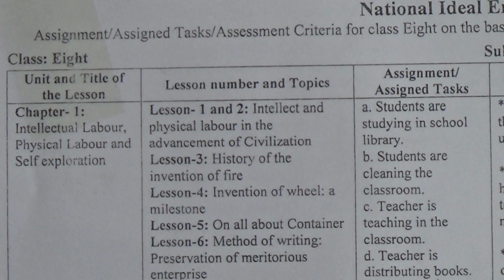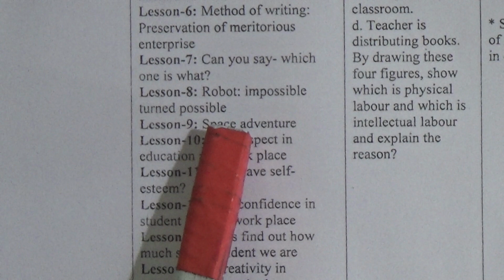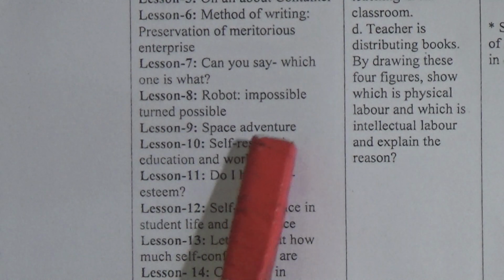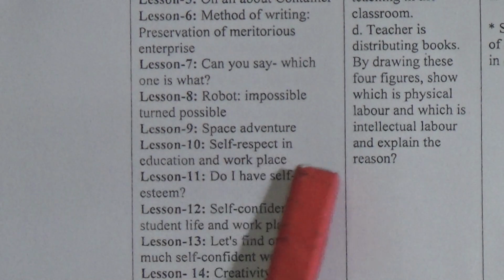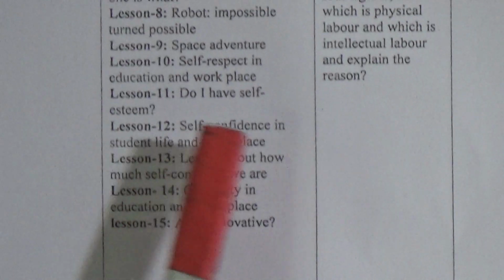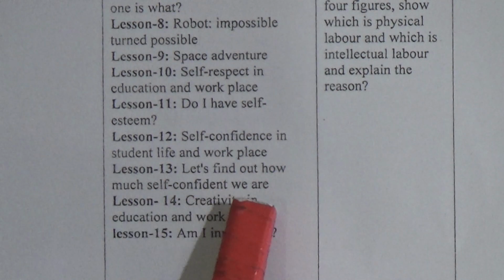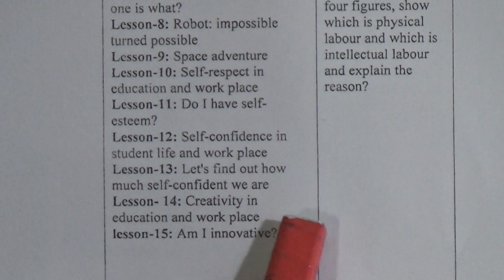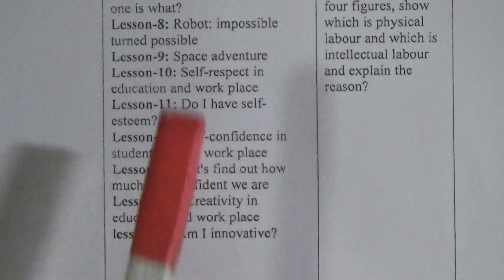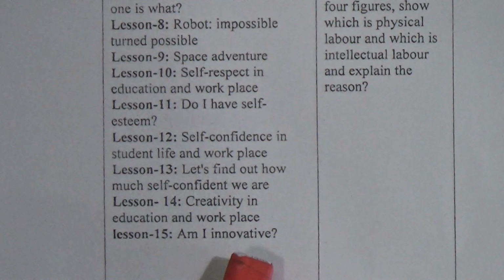Lesson 7, can you say which one is what? Lesson 8, Robot, Impossible Turn Possible. Lesson 9, Space Adventure. Lesson 10, Self-Respect in Education and Workplace. Lesson 11, Do I Have Self-Esteem? Lesson 12, Self-Confidence in Student Life and Workplace. Lesson 13, Let's Find Out How Much Self-Confident We Are. Lesson 14, Creativity in Education and Workplace. And at last, lesson 15, Am I Innovative?